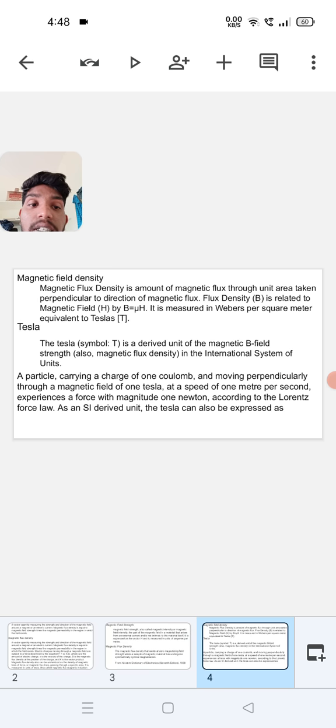Magnetic flux density is the amount of magnetic flux through unit area taken perpendicular to the direction of magnetic flux. Flux density B is related to magnetic field H by B is equal to mu H. It is measured in Webers per square meter, equivalent to Tesla, T.